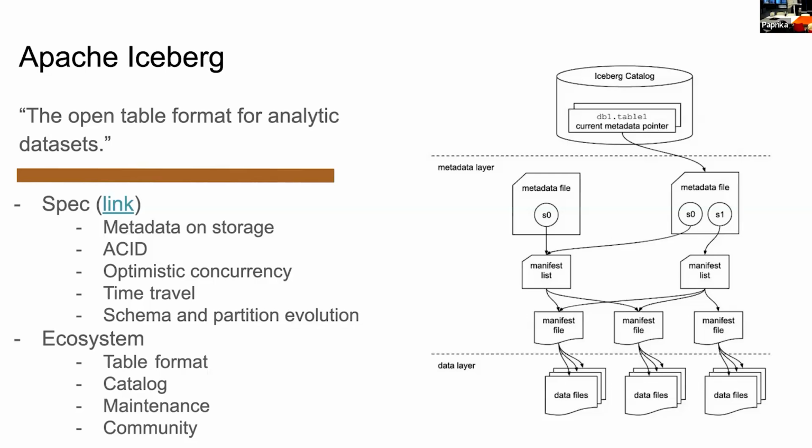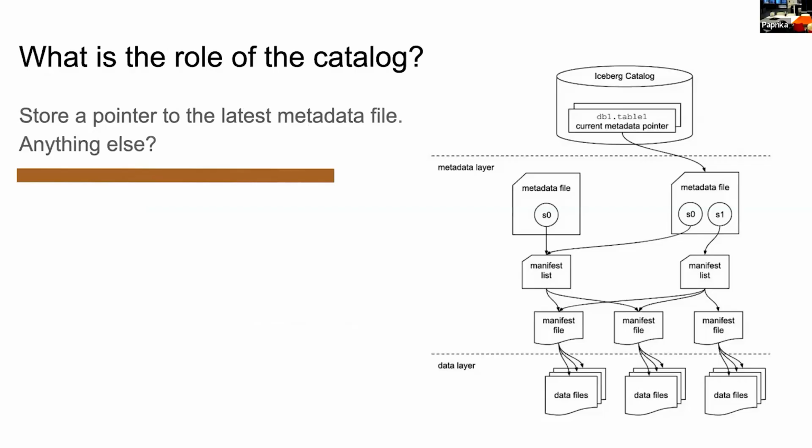From this ecosystem, I would like to focus on the top shape, the catalog that sits on top of your data. So let's see what the role of a catalog is within this Iceberg ecosystem. This is a picture that you find in the Iceberg spec, almost at the top.